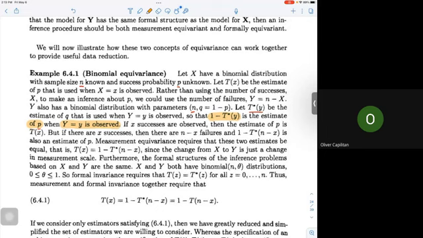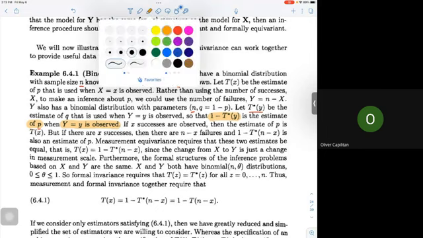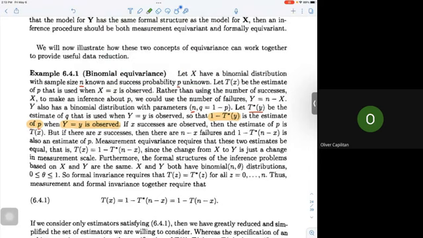If x successes are observed, then the estimate of our probability of success p here is t of x. Diretso naman. So the estimate of p is t of x. So if there are x successes, then there are n minus x failures. Okay, take note, n minus x failures.